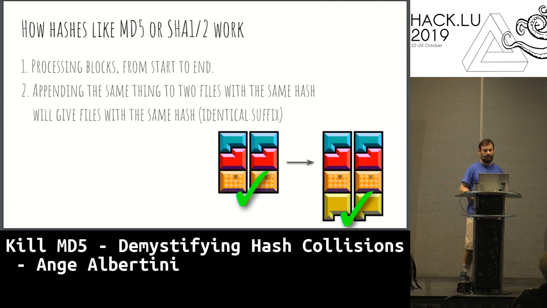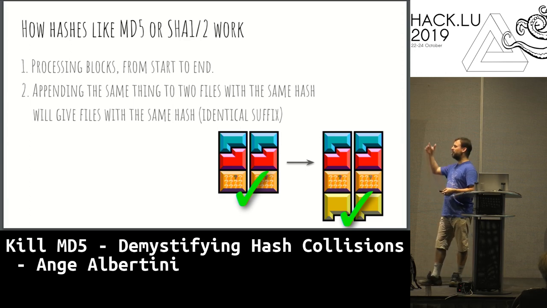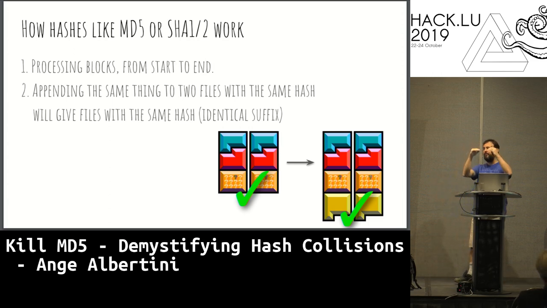It doesn't exist. Because of their construction, hashes like MD5, SHA-1 or SHA-2 work by processing blocks from start to end. So it's really like a Tetris game. And a property is that as soon as you have two contents that have the same hash, if you append, at block boundaries, some suffix that is the same, the hash will stay the same. This is a very important property. So when you have two colliding contents, adding an identical suffix to both sides maintains the same hash on each side. Once again, we don't know what the final hash will be, but we know that both hashes will be equal.